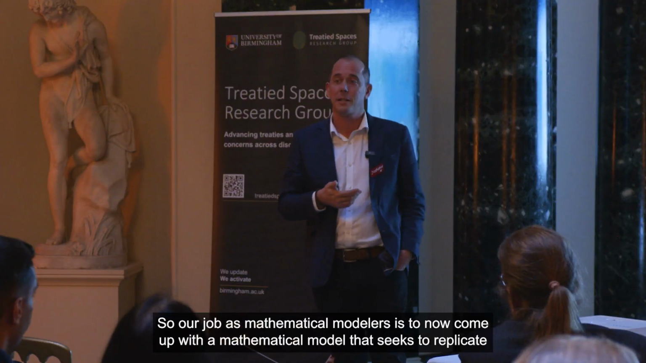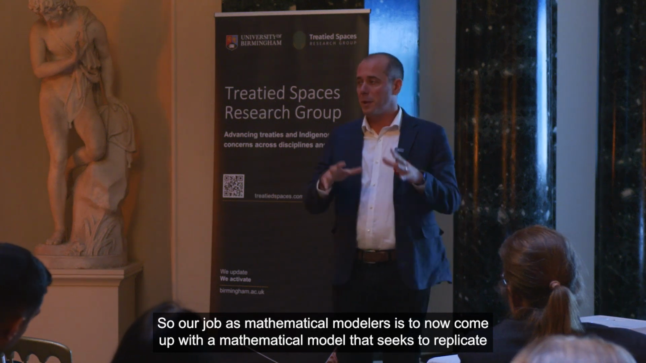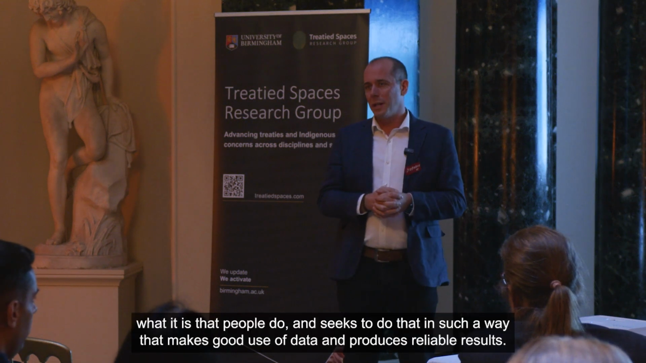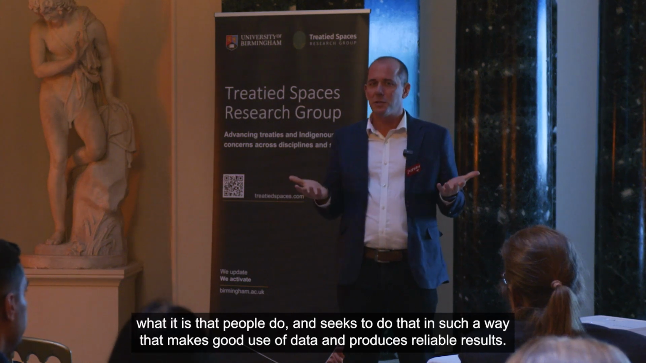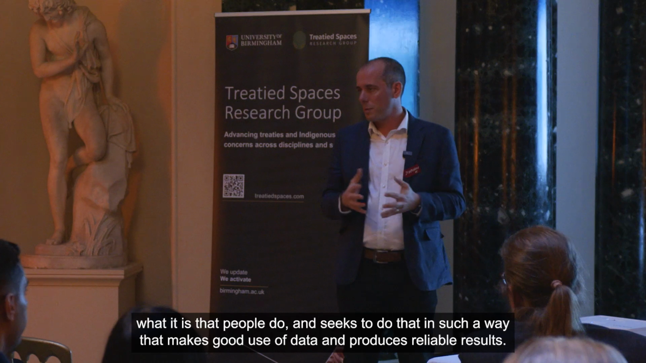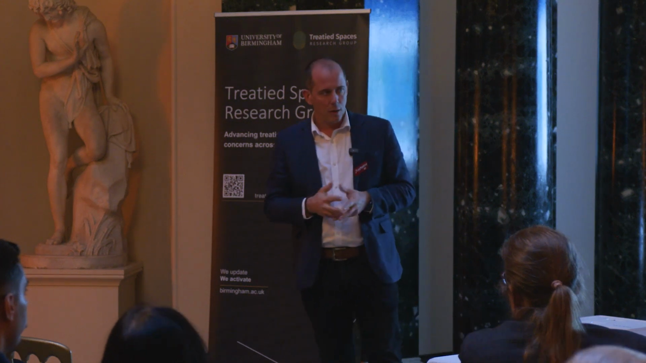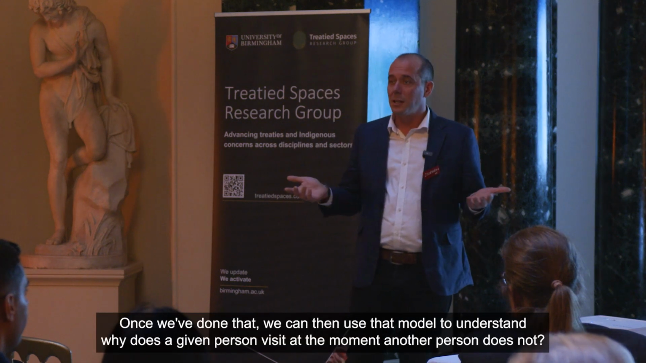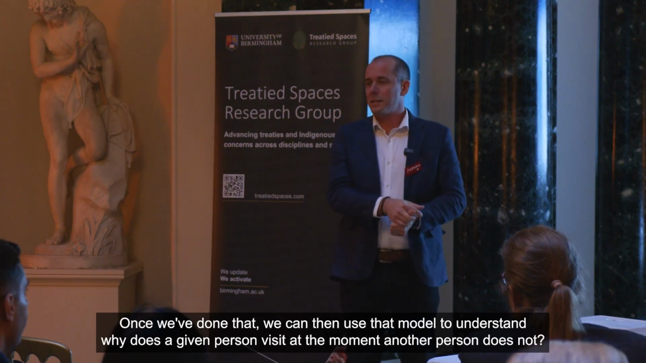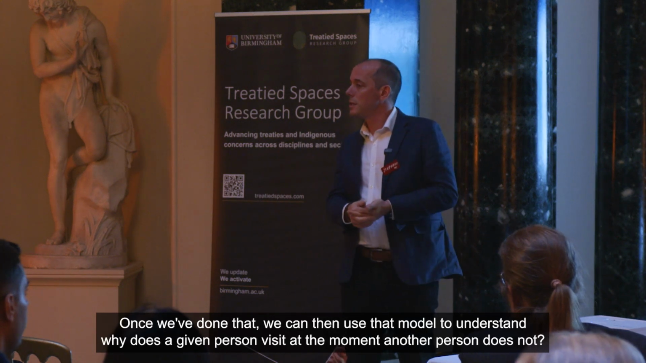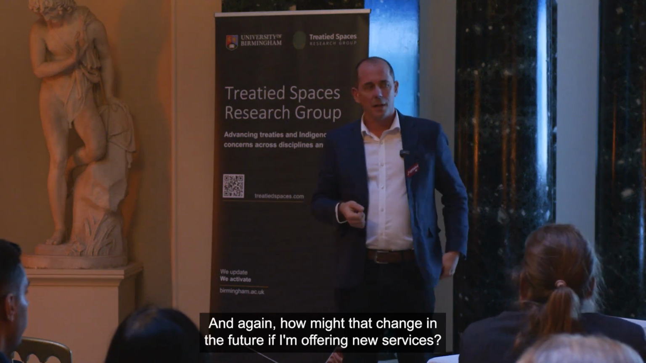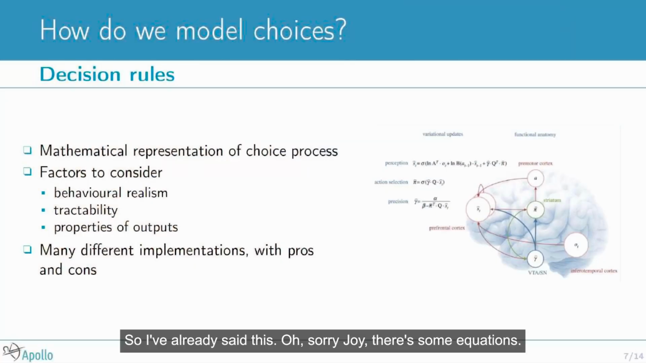So our job as mathematical modelers is to now come up with a mathematical model that seeks to replicate what it is that people do, and seeks to do that in such a way that makes good use of data and produces reliable results. Once we've done that, we can then use that model to understand why does a given person visit at the moment, another person does not, and again, how might that change in the future if I'm offering new services.